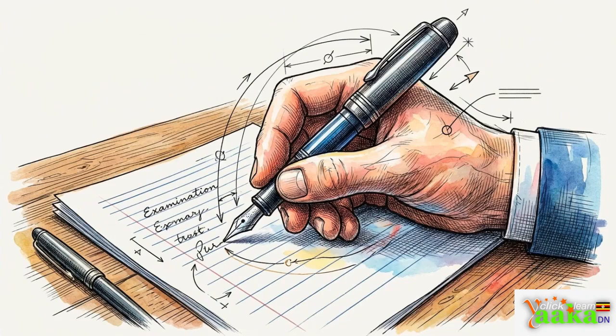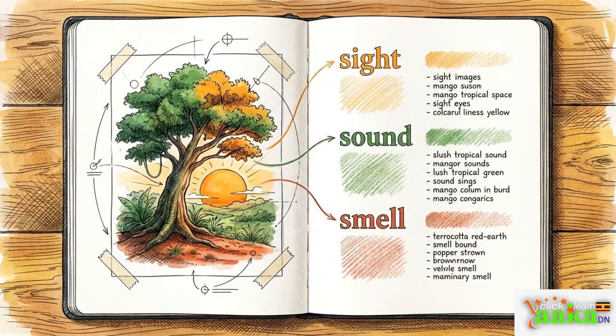To succeed in O-level narrative writing, you must use specific techniques to transport the reader into your past. This involves building a sensory experience through deliberate structural choices. Look at this split-screen comparison.